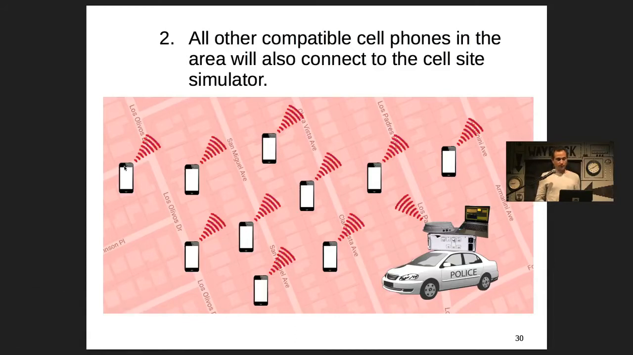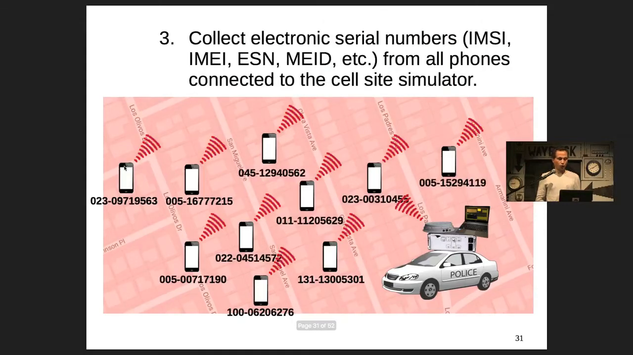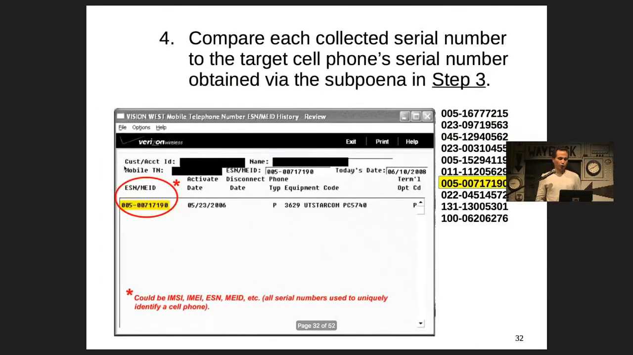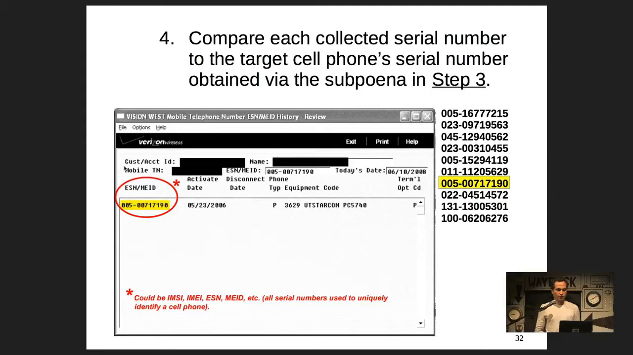So what this equipment does is when the phones connect, it collects the serial numbers on each one of these phones. Again, it's either the serial number on the SIM card or on the phone hardware itself. It doesn't really make a difference. They collect these numbers, and then they go back to that subpoena where they were given the identifying serial number on the target phone, and they run a check to see which one of these phones connecting to the equipment is the phone they're after. So in this case, there's a match on the number that they got from the subpoena.